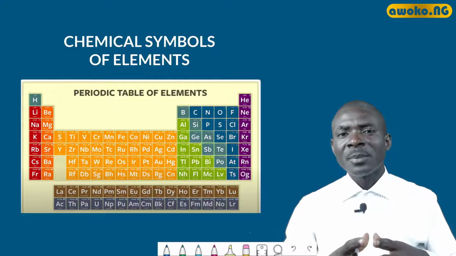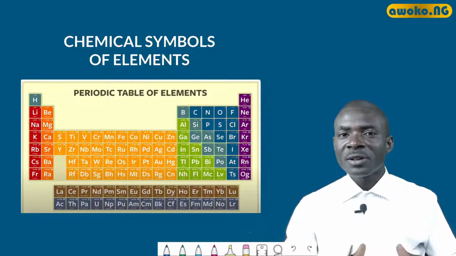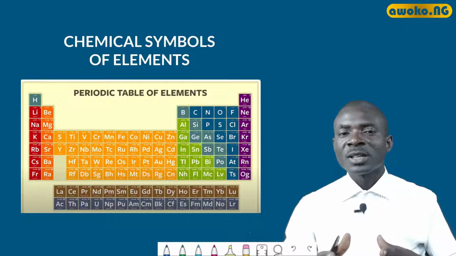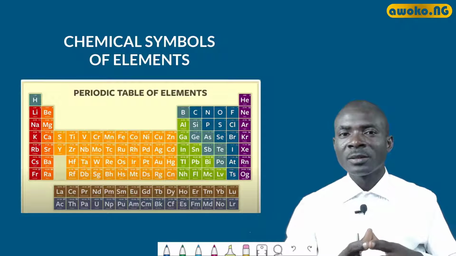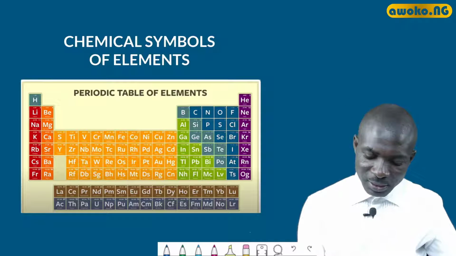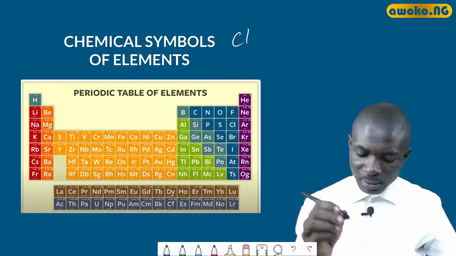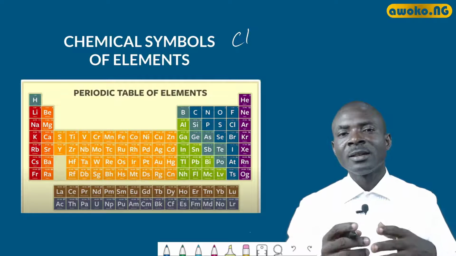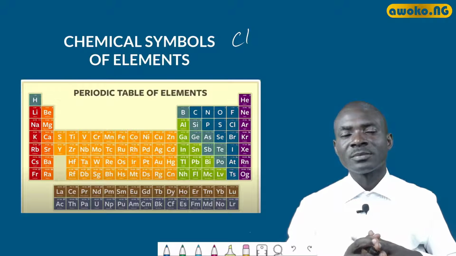The symbols of some elements are written using the first letter in capital letter and any other letter, just as we have in the case of chlorine, where the symbol is written using capital letter C and small letter l, Cl, as the symbol of chlorine.